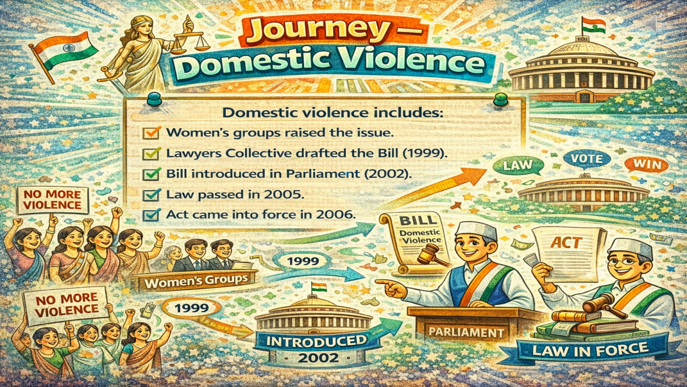Here is how the law was made step by step. Women's groups raised the issue. A lawyers' collective drafted the bill in 1999. A bill was introduced in Parliament in 2002. A law was passed in 2005. An act came into force in 2006. This shows that laws evolve through public effort.